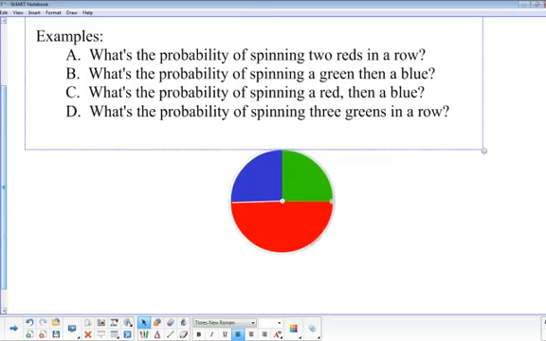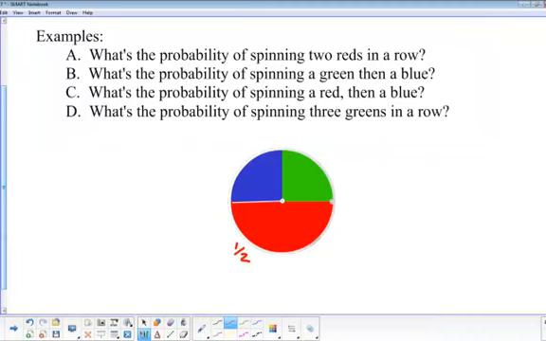Okay, so in our next problem, we have the spinner. As you can see, red you have a 1/2 chance of getting, whereas green and blue you each have a 1/4. So the first question says, what's the probability of spinning 2 reds in a row? And that would be 1/2 times 1/2, the first probability times the second probability. So that probability answer is 1/4.